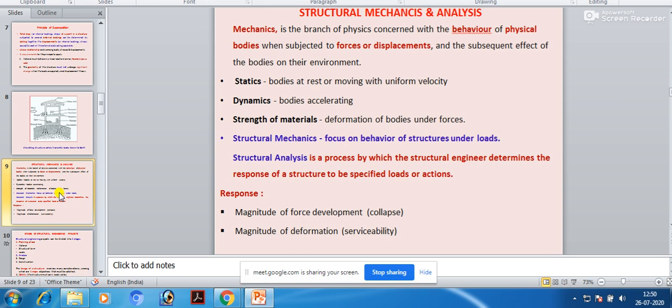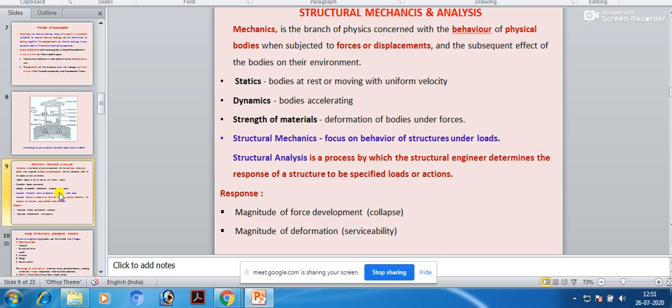And then comes your structural mechanics. So what is structural mechanics? Structural mechanics basically focuses on the behavior of structures under load, how the structure will behave under the load. So this analysis is basically a process by which an engineer will determine the response of the structure.